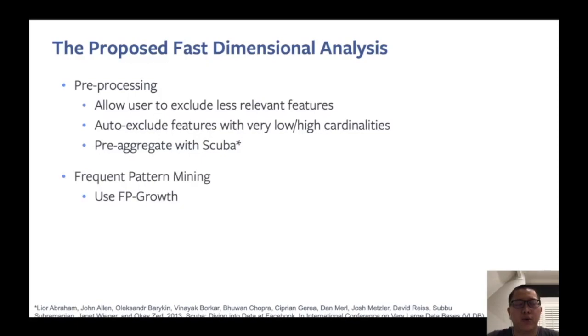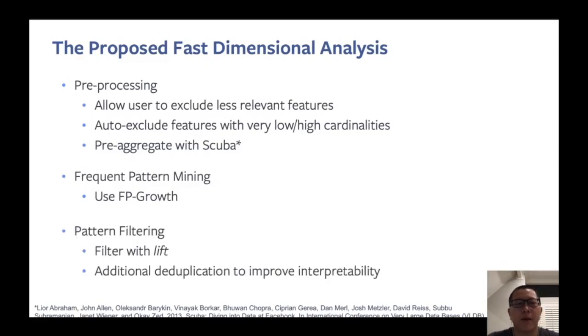For the frequent pattern mining, we use FP growth, which is an improvement on top of the a priori algorithm. And here we are trying to mine all the frequent patterns that appear in the target dataset. After this, we do some pattern filtering. So we filter with lift, which I'll introduce in the next slide. And we have additional deduplication steps to improve the interpretability.